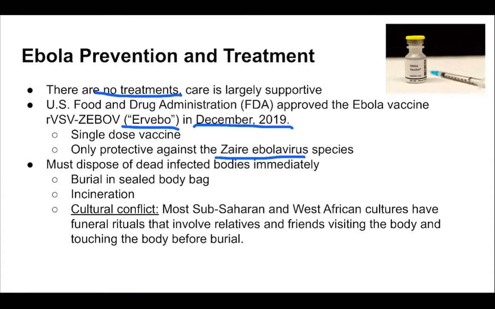Once you begin showing symptoms, all they can do is support you through it. It is possible to recover. Some people, after having the diarrhea and vomiting, will show signs of improving. But again, that's only about 50% of the time.